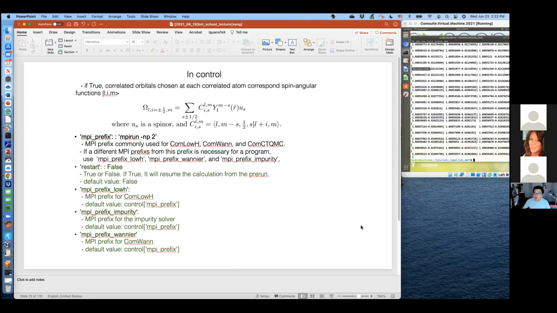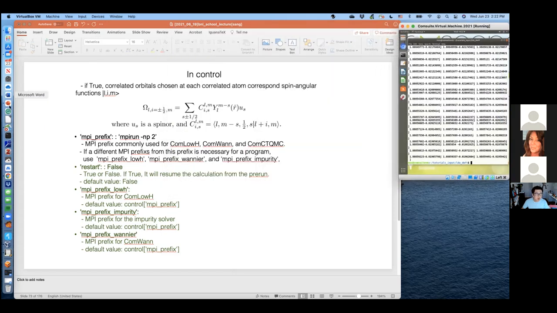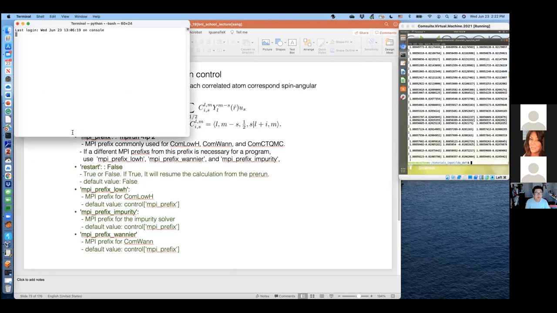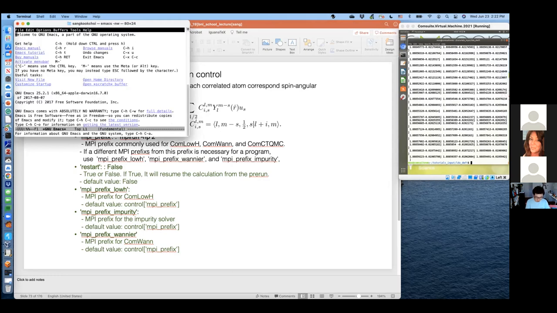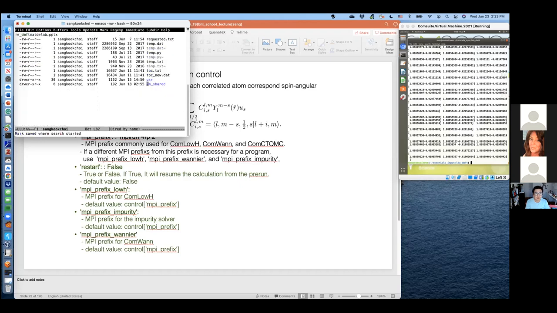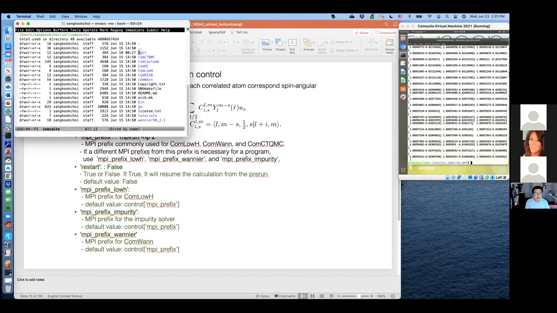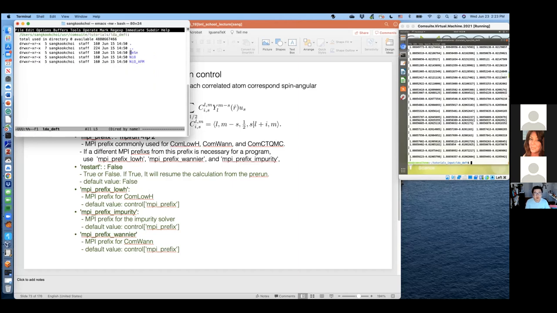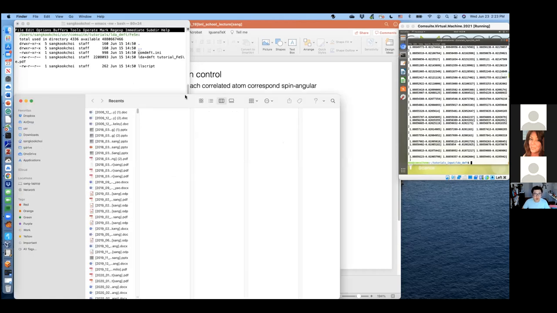Okay, so I can show you the examples. Let me open my terminal. I will open Emacs because I like Emacs. This is the tutorial you can get once you download the COMSUITE package. Okay, let me open the file, Alex.